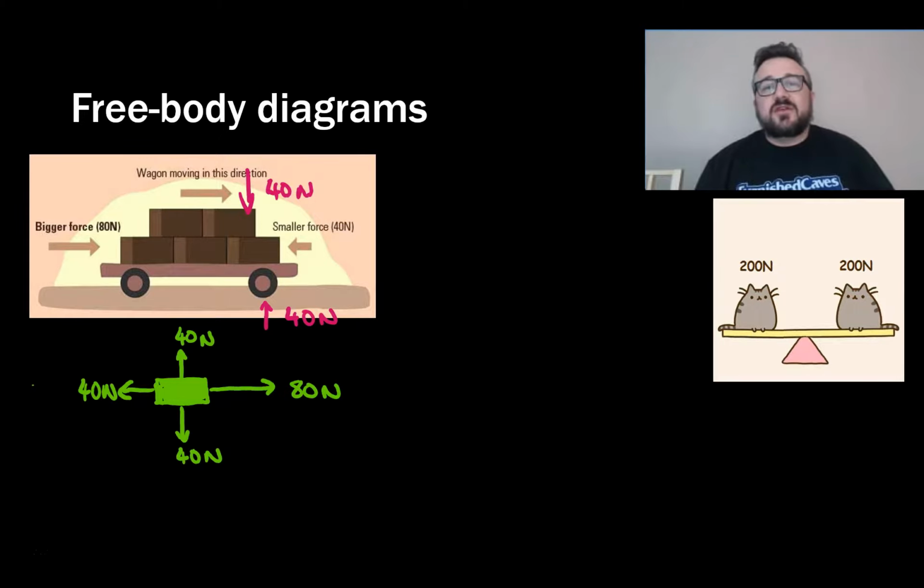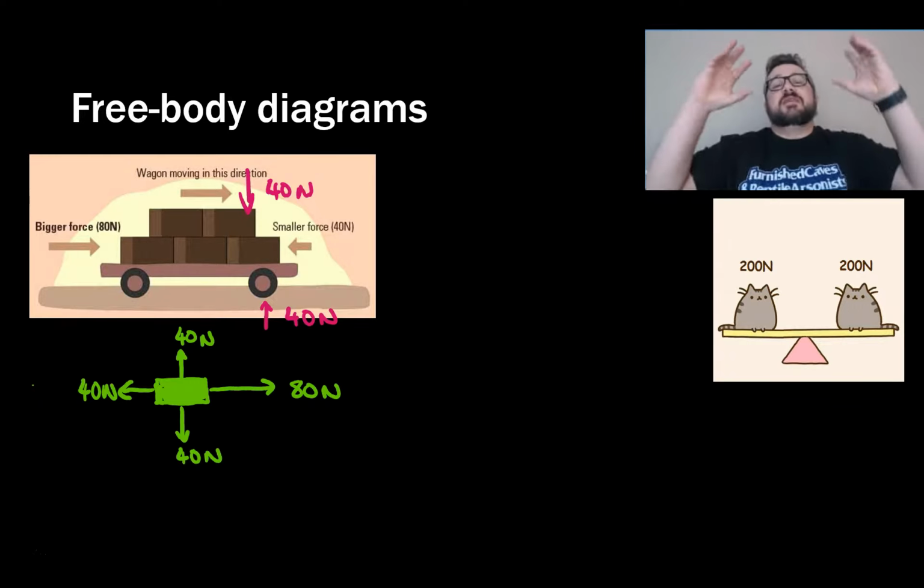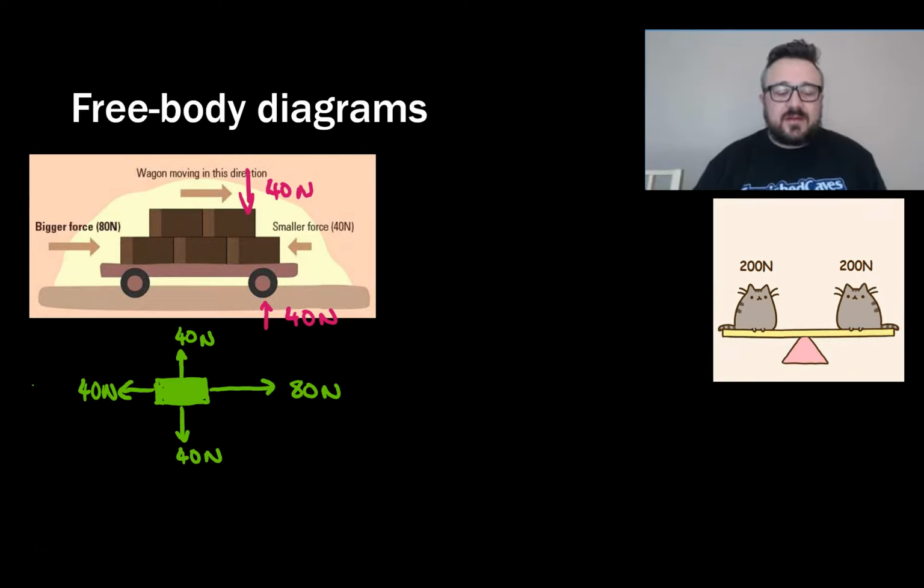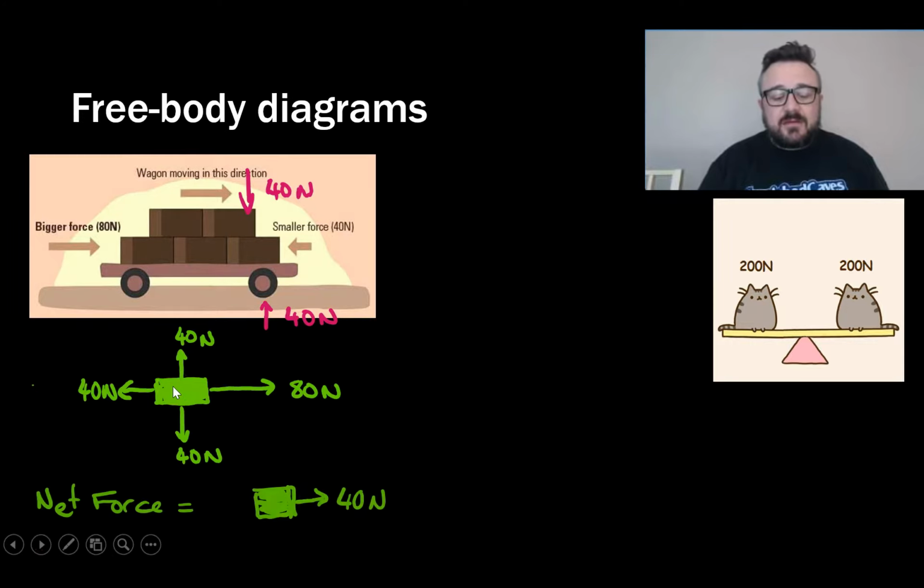Remember, newton is the unit for force. And because those two cancel each other out, that means that the wagon doesn't either fly up into the air or sink down. Those are balanced forces. We have a large force pushing in this direction, and you'll see that again, we draw it coming away, and it's 80 newtons. And we have a small force pushing in this direction, so we show it going in this direction, pushing away from the object, of 40 newtons. Now, if we add all of those forces together, we get a 40 newton force as our net force going in this direction. So let's have a look at Pusheen cat.